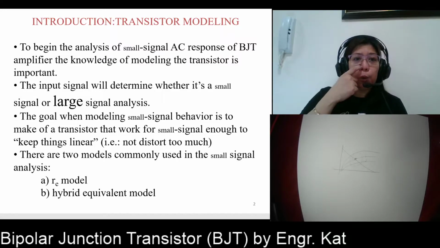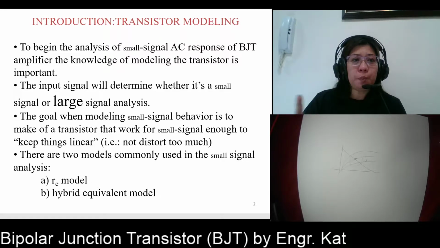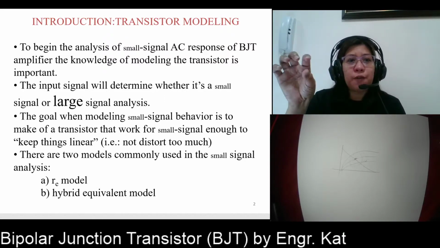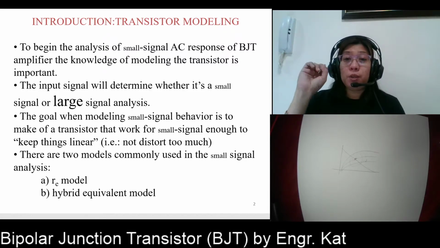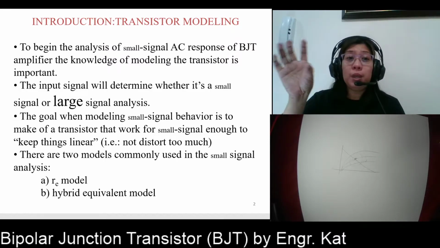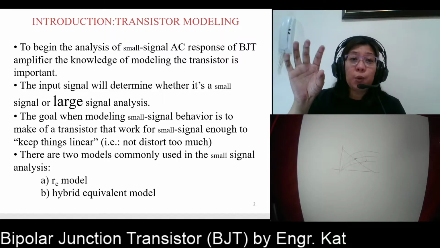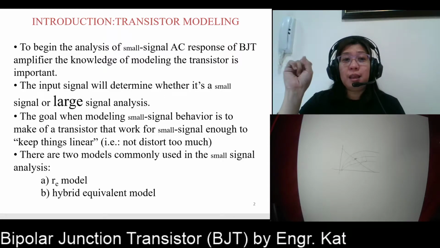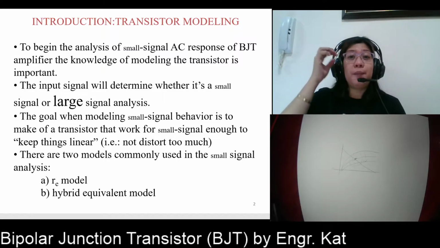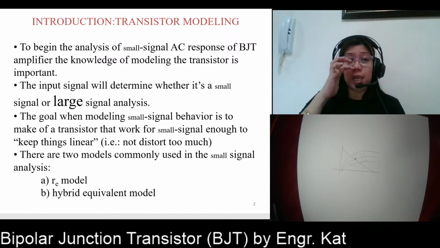Okay? So the goal when modeling small signal behavior is to make a model of a transistor that works for signals small enough to keep things linear. When we say linear, that means we are not going to distort your signal too much. If we can see distortions or clippings, then we are no longer in small signal analysis. There are two models commonly used in the small signal analysis: the RE model and the hybrid model.